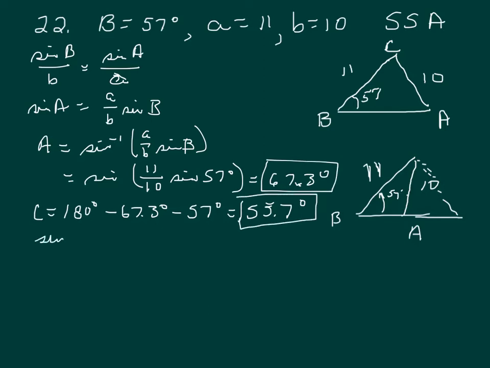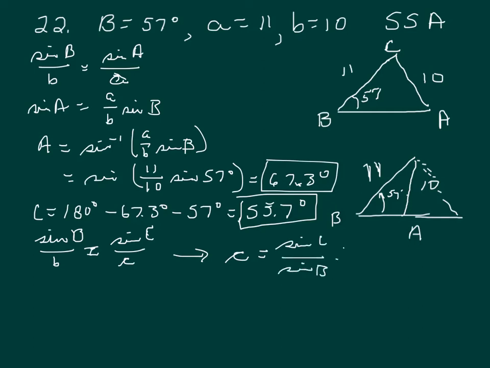Then again, for C, we have sine B over B is equal to sine C over little c. We solve for little c, and that will be equal to the sine of the angle C over the sine of the angle B times B. When we put those numbers in, we get 9.9 degrees. Now let's look at the second triangle.